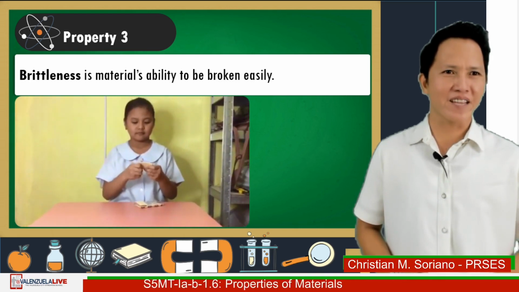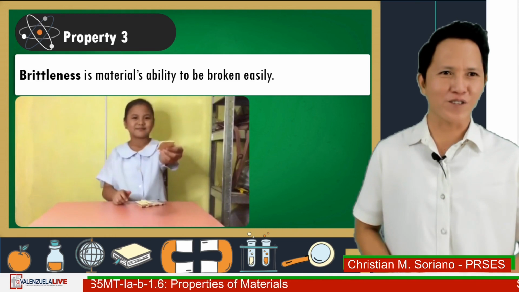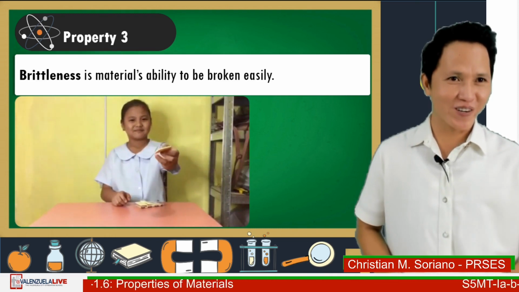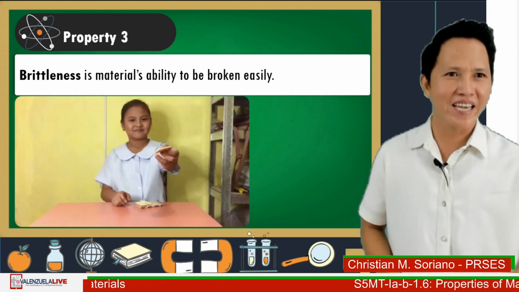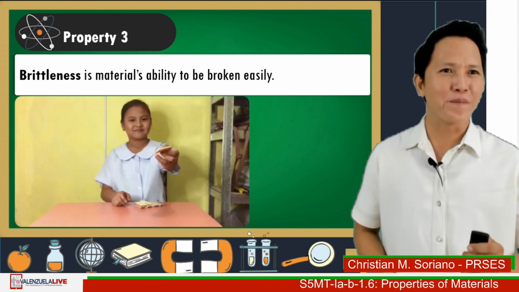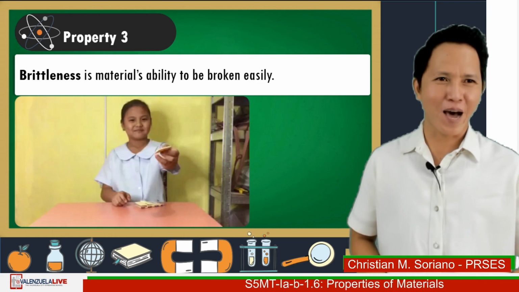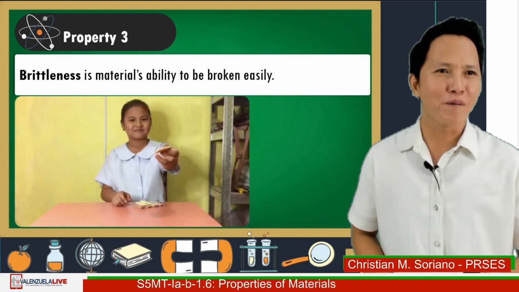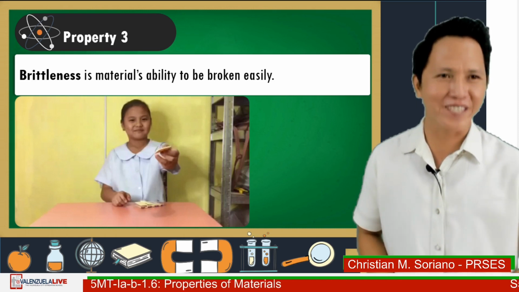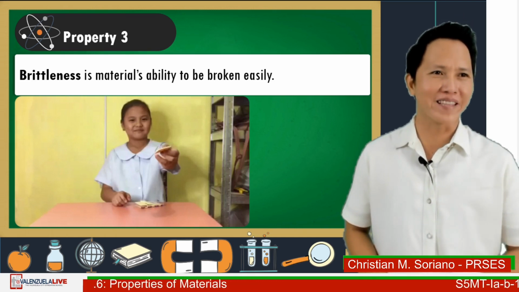She breaks the biscuit into three and shares this with you. Now, the property of the biscuit to be broken easily is what we call brittleness. Have you tried to buy some eggs and accidentally broke them? Yes, because eggs are brittle.